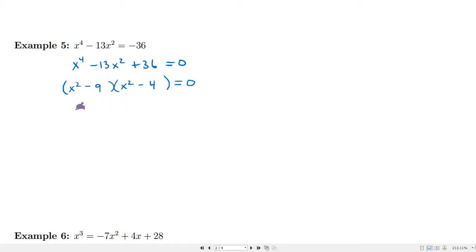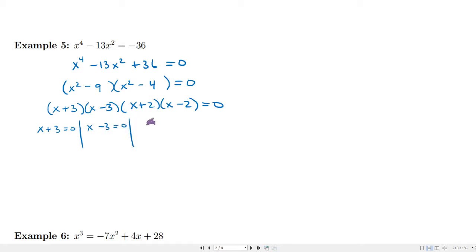And then these two actually can be factored a little bit more, right? There's a missing middle term. It's a difference of squares. So this would be x plus 3, x minus 3. This will be x plus 2, x minus 2. And then now the property of 0 would say that x plus 3 is 0, x minus 3 is 0, x plus 2 is 0, x minus 2 is 0. And then that would give us the solutions of x is minus 3, x is 3, x is minus 2, x is 2.